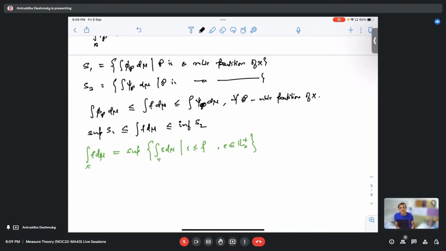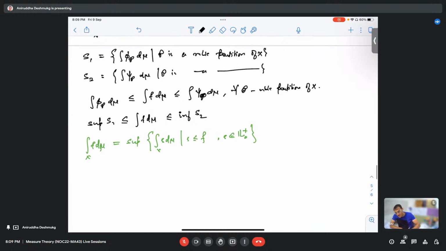So the integral of f d mu is the supremum of the integral of the simple functions s which are less than or equal to f. What does this mean? It means that for every epsilon positive, there is a simple non-negative measurable function s less than or equal to f, and the integral of s d mu is strictly greater than the integral of f d mu minus epsilon, because this is the supremum and minus something will no longer be an upper bound.